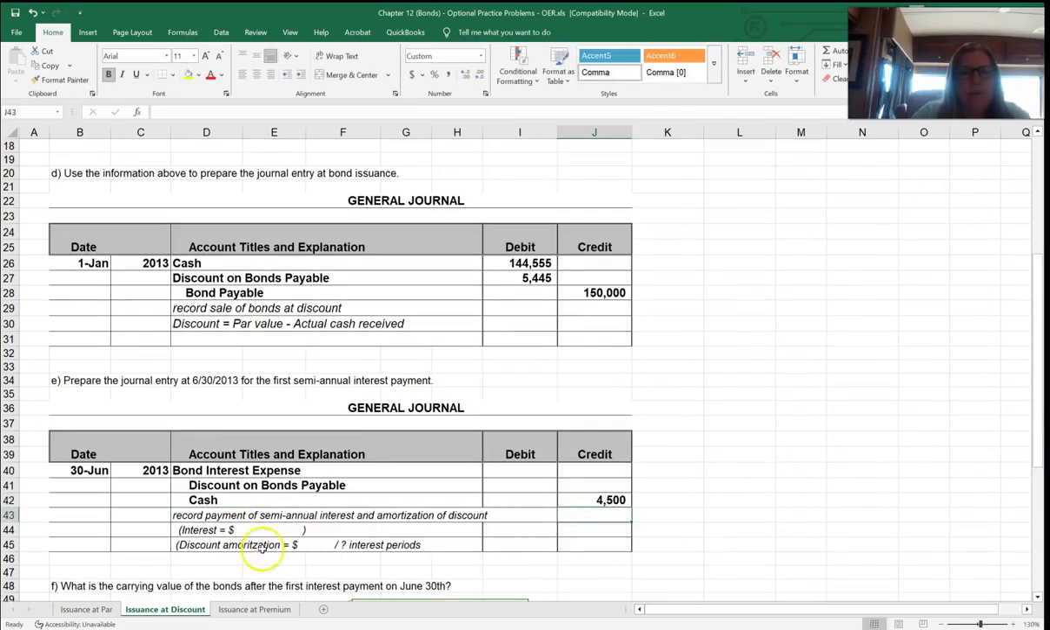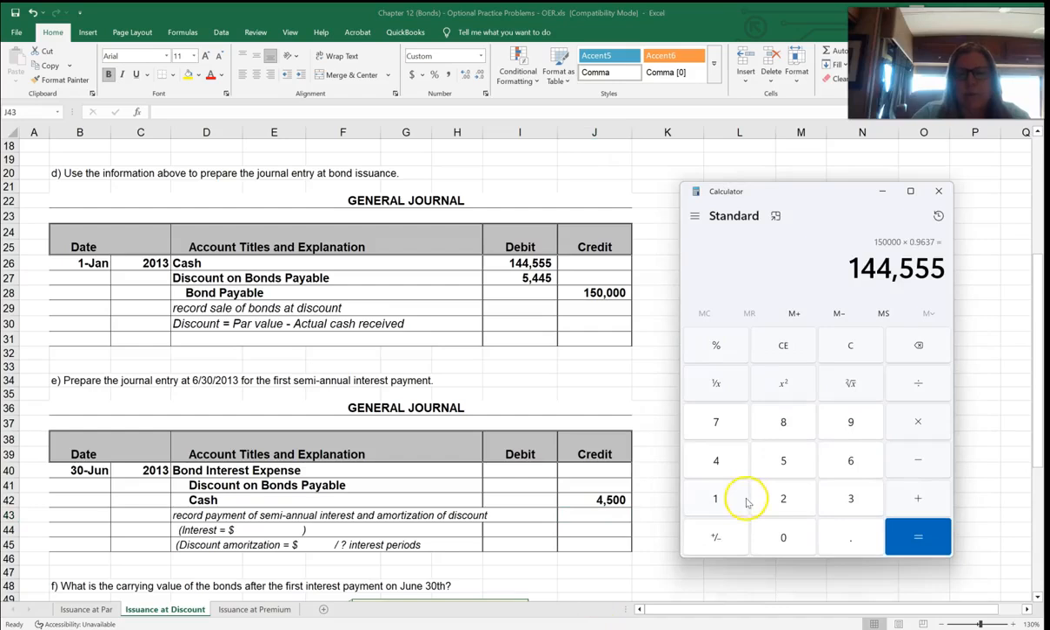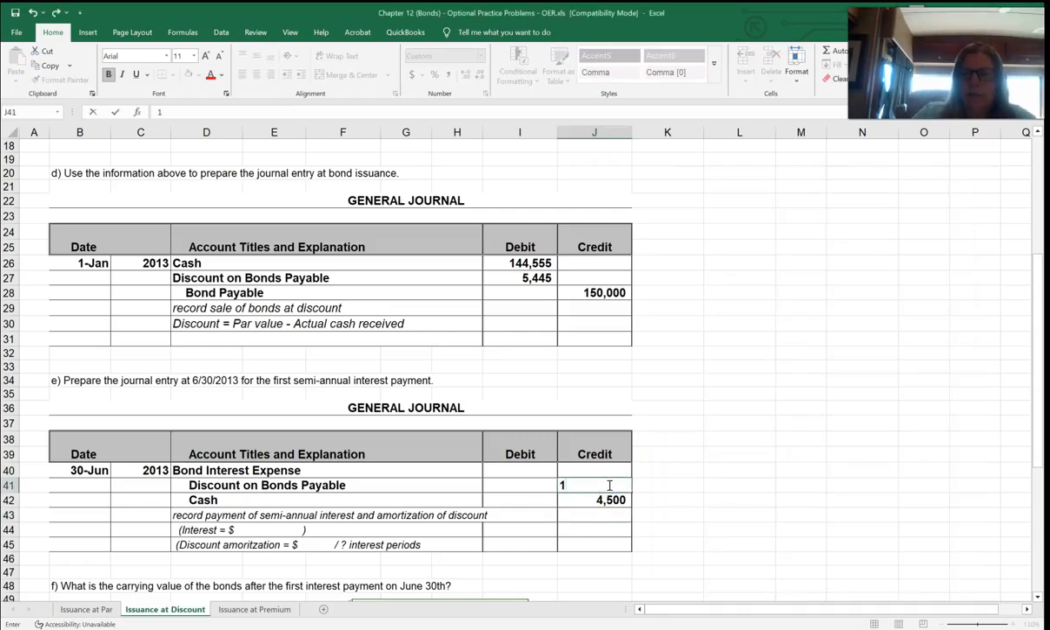Then we have to figure out how much this discount, this $5,445, is going to be reduced every time we make a payment. Well, it's a 2-year bond, and we're paying it twice a year. So we have to take that discount amount and divide it by 4 interest periods. So $5,445 divided by 4 is $1,361. We're just going to round to the whole dollar. And remember, in order to reduce this, you have to credit it.